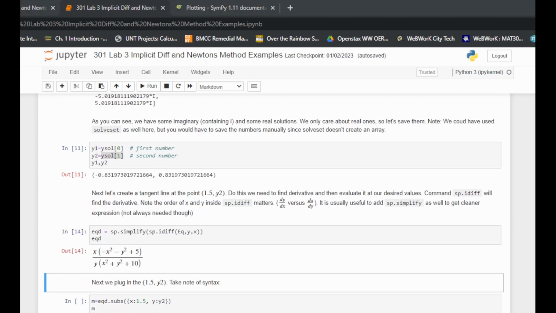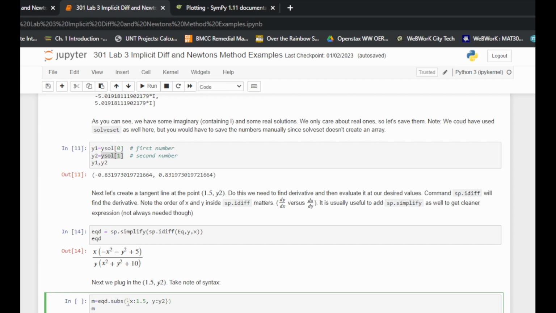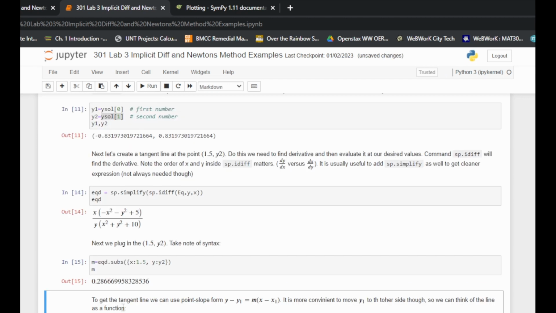Next, we will plug our point into our derivative. So we want to plug in 1.5 for x and y2 for y. We can use the subs method again. If we are substituting multiple things, it's easier to use this type of notation. So for x, we're substituting 1.5, and for y, we are substituting y2. This is called a dictionary. So in our case, we will get the following number, and that's the slope of the tangent line.